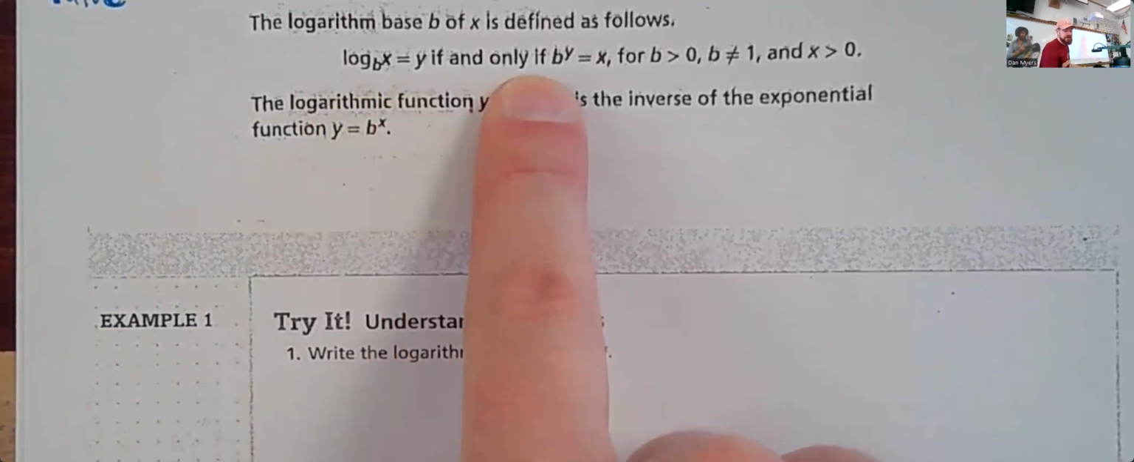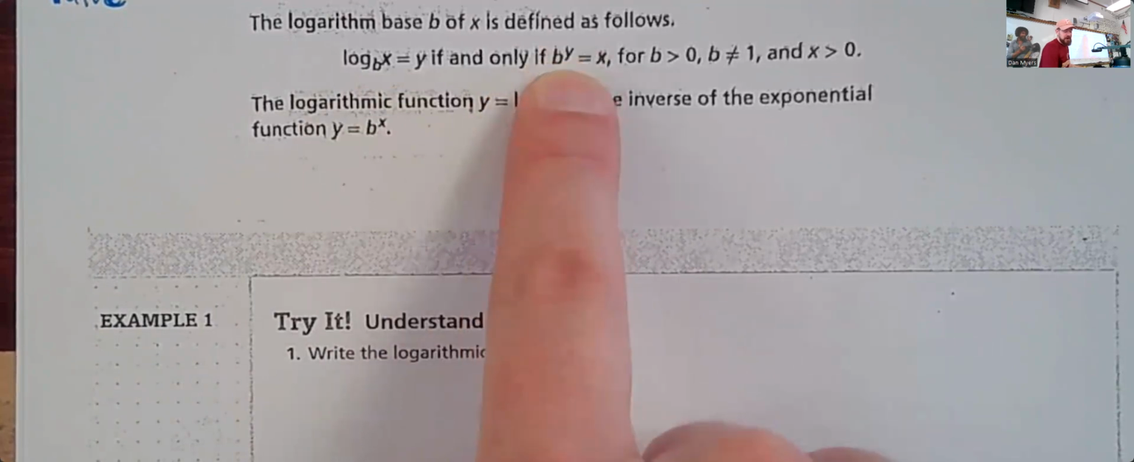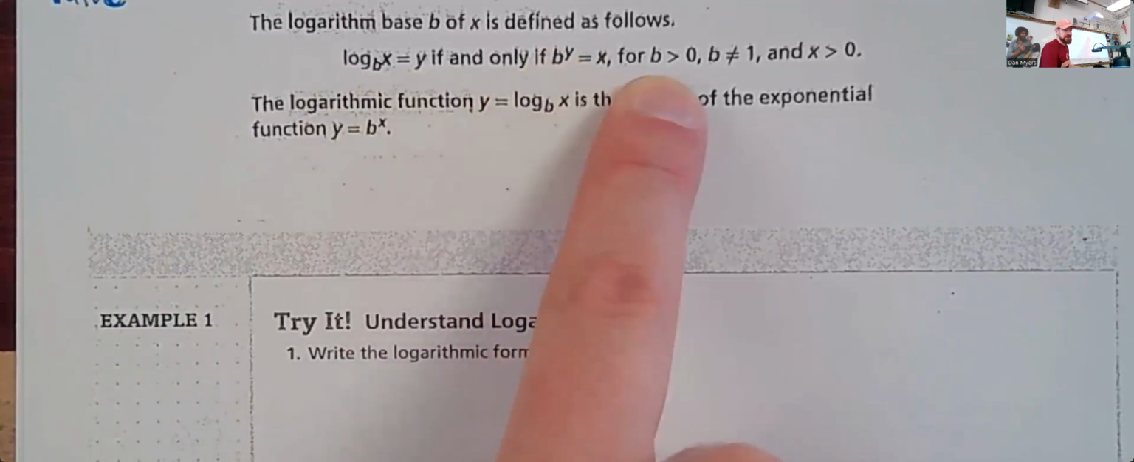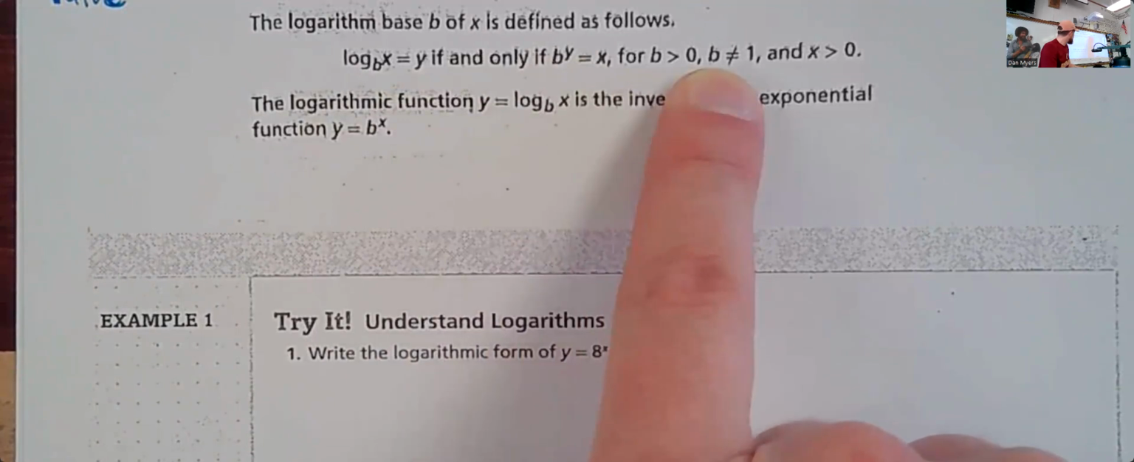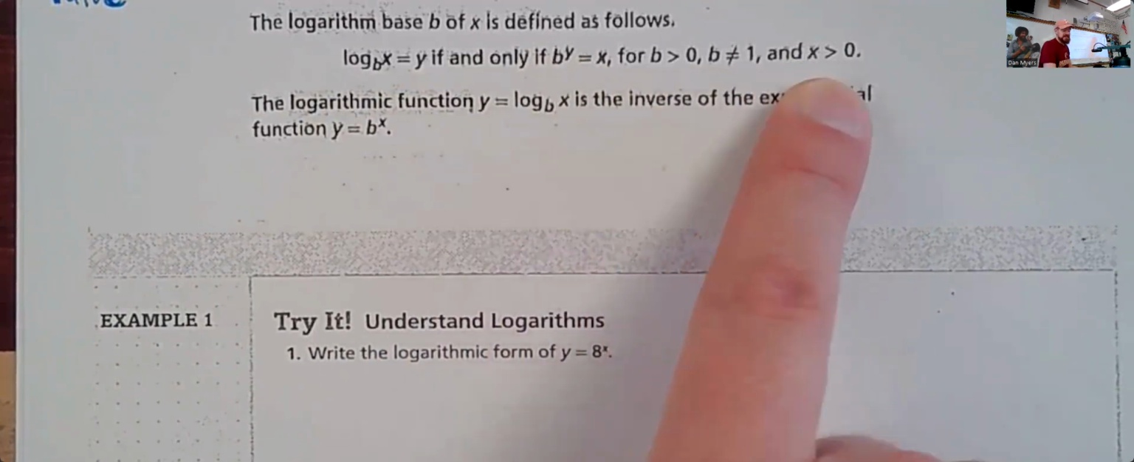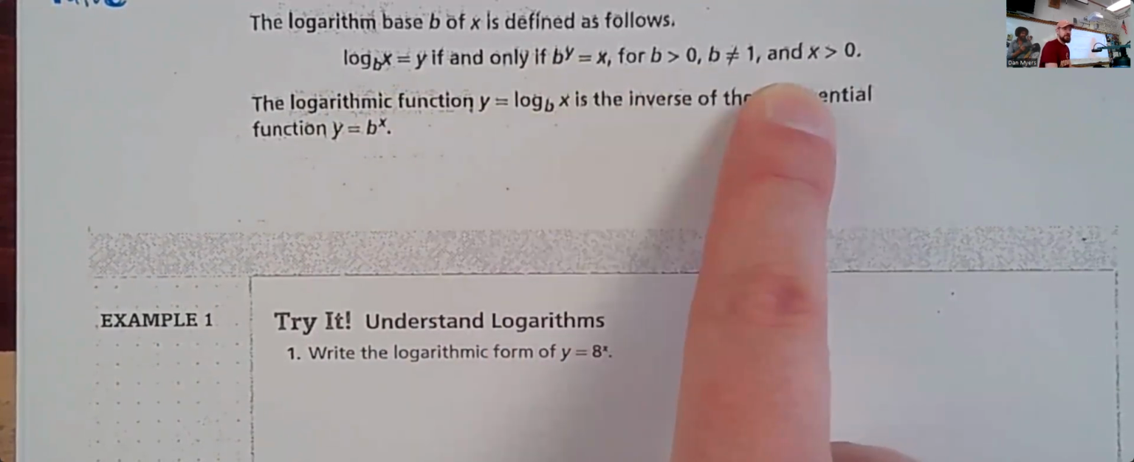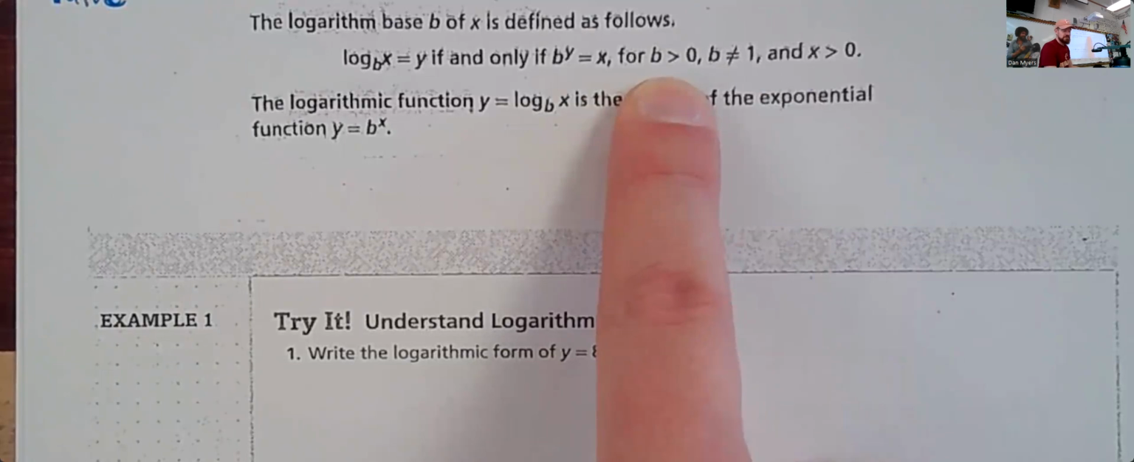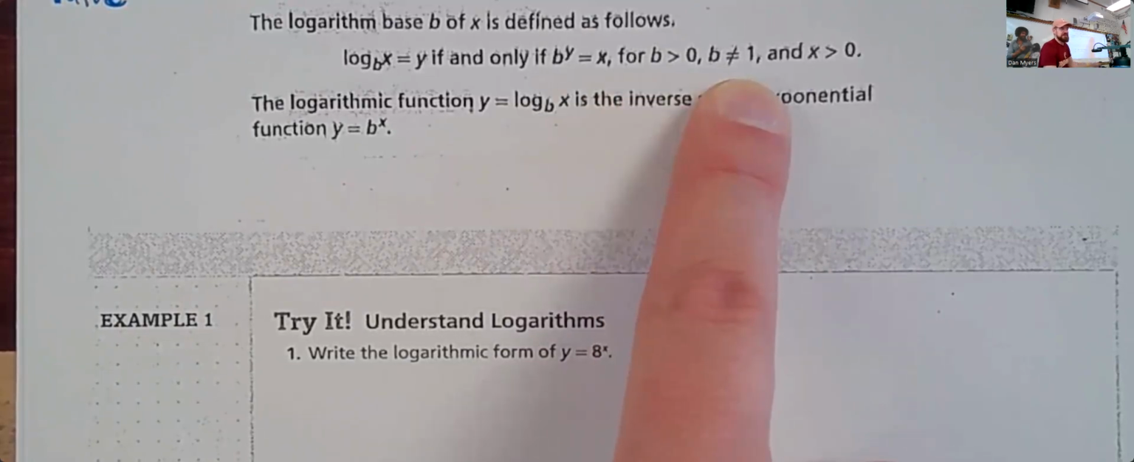Log base b of x equals y if and only if b to the power of y equals x. b has to be greater than 0. b cannot equal 1. x needs to be greater than 0. These are the same stipulations that we had a couple of days ago when we were using our exponential models, right? That base value cannot be negative, and it cannot equal 1, because if it equals 1, then it's just a repeated multiplication of 1, which means it's going to be equal to itself.